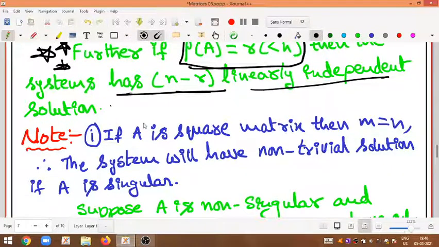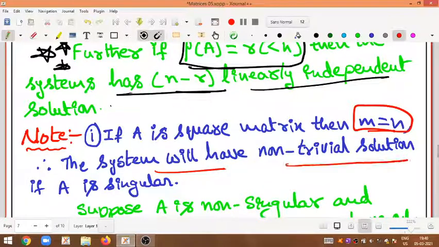Again, some note points based on this homogeneous system of equations. See here, if A is a square matrix, then m is equal to n. That means the rows and columns are equal. Then the system will have a non-trivial solution when A is singular.